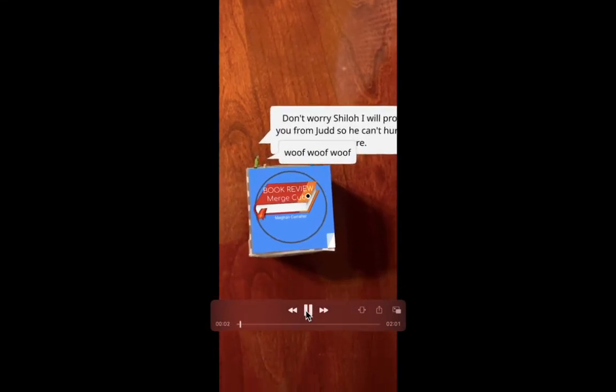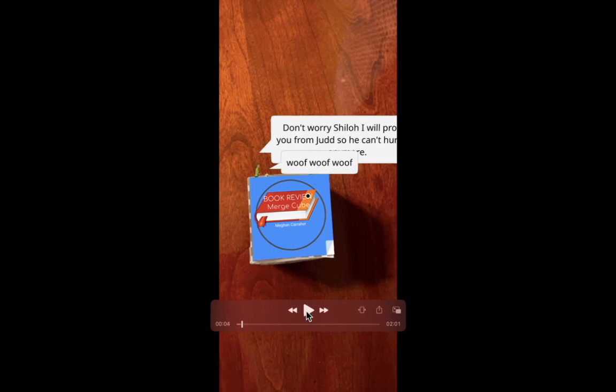So overall, I had fun making this MergeCube, and I think that kids would think that it's really fun too. I think that it's more engaging because you can actually move the cube around and you can animate the characters like I did and add dialogue to them.